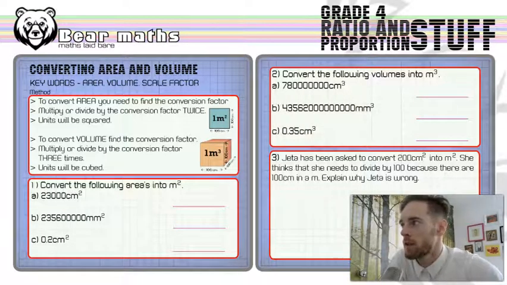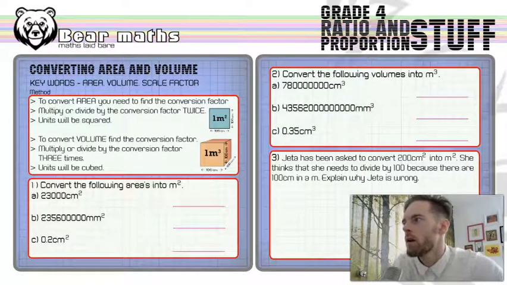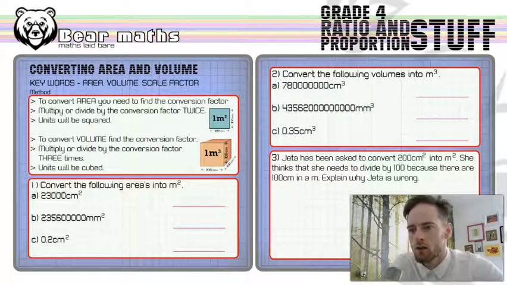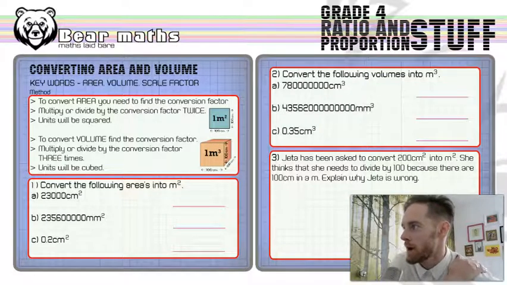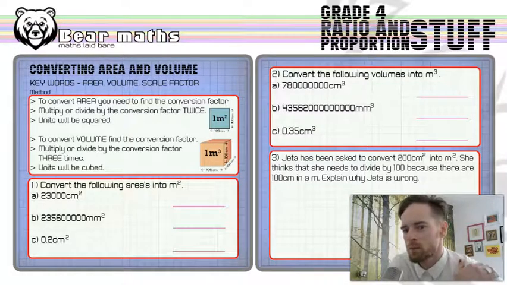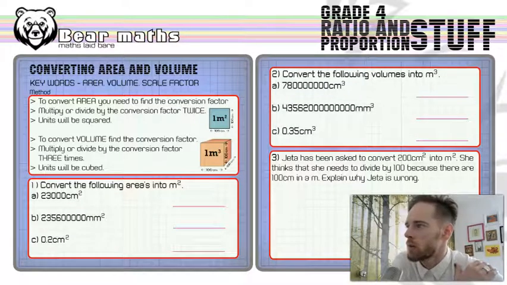This video is on converting area and volume. Tricky little topic, this one. So the keywords here are area, volume and scale factor. I'll introduce you to these now, but there'll be a lot more on them in the next section, the geometry and measures section. So area is the space inside a 2D shape that's measured in squared units. Volume is the space inside a 3D object that's measured in cubed units. And the scale factor is how many times bigger something is, or smaller.